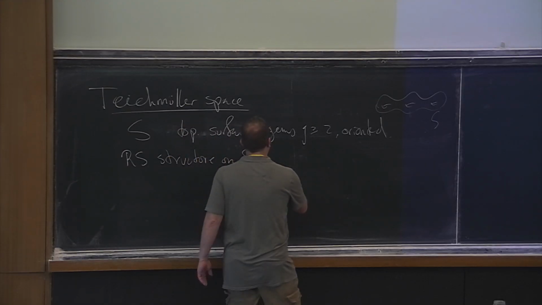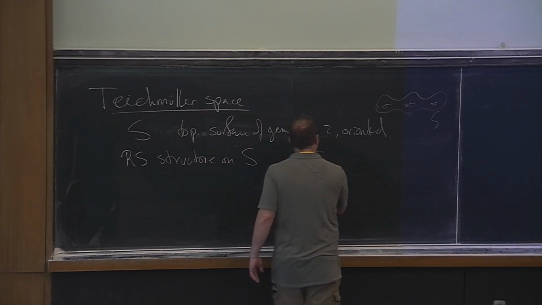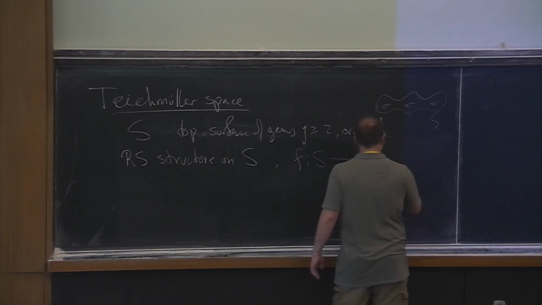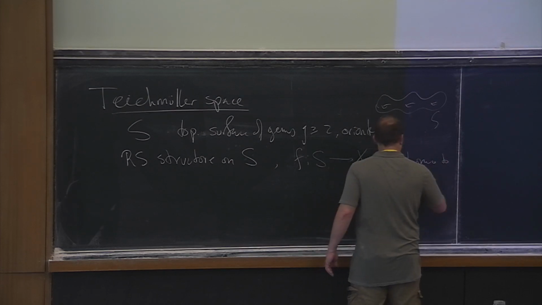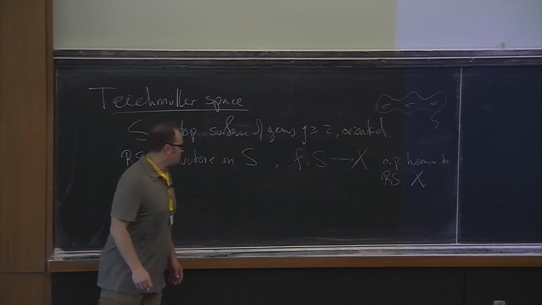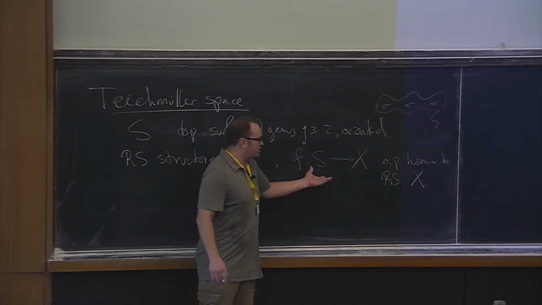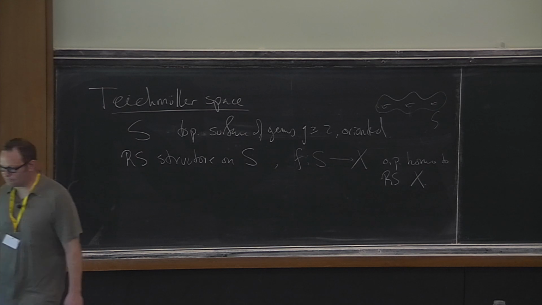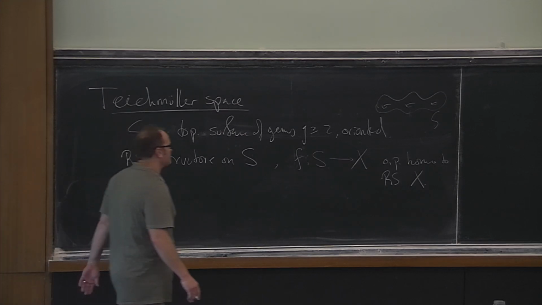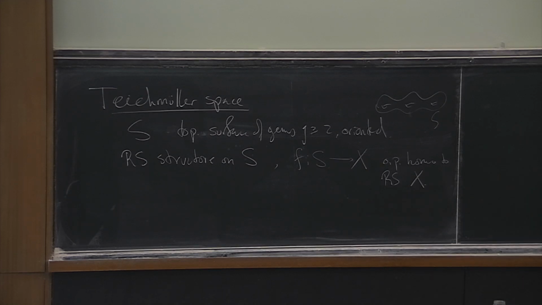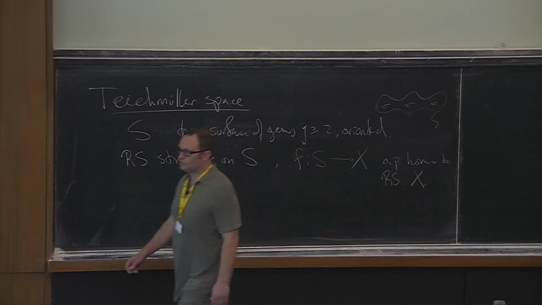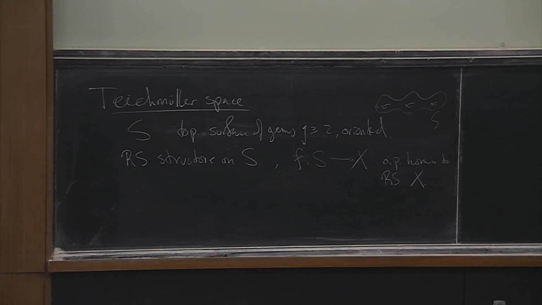So a Riemann surface structure on S is an orientation-preserving homeomorphism from S to a Riemann surface X. So I can just pull back that atlas of charts and get an atlas of charts on S that defines a Riemann surface structure. Same thing, but just more convenient. That's what a Riemann surface structure is, from now on, on our topological surface S. So Teichmuller space is the space of equivalence classes of Riemann surface structures.